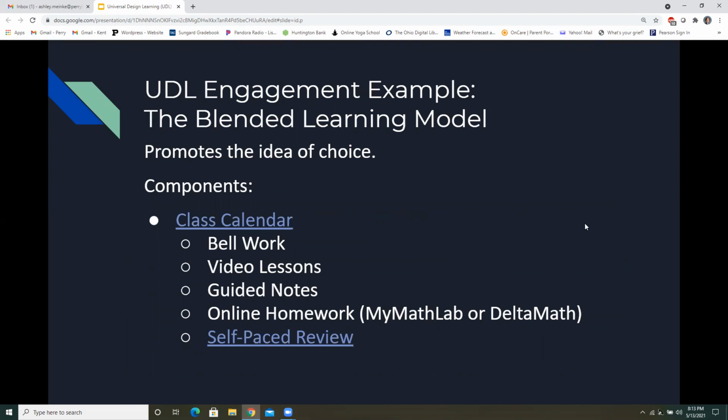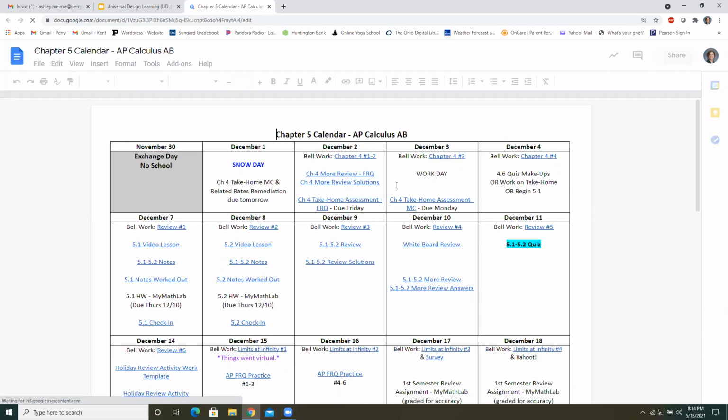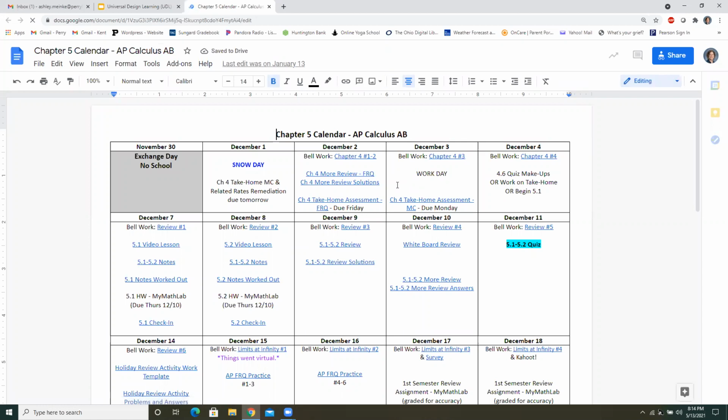So an example of engagement is the blended learning model that I have adopted this school year at Perry High School. And this model promotes the idea of student choice. The components of the blended learning model are the class calendar, which includes bell work, video lessons, guided notes, online homework through various platforms such as My Math Lab or Delta Math, and self-paced review. So we're going to dig deeper into this model by first clicking on the class calendar. This is an example from my AP Calculus class.